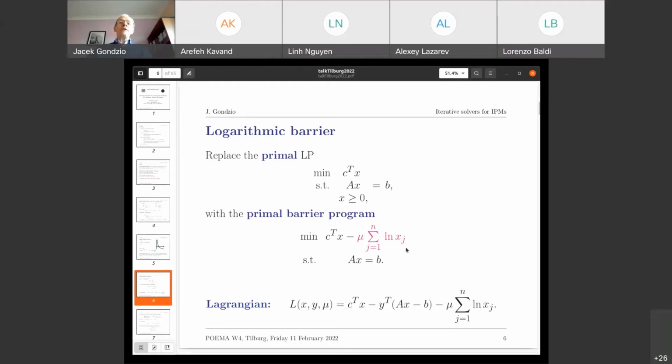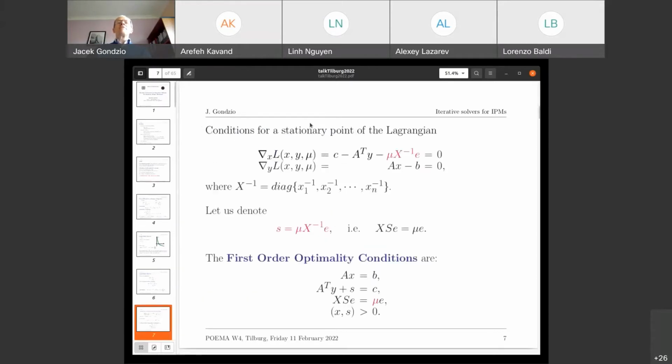And to derive the first order optimality conditions for this problem, we will have to write the Lagrangian, which of course takes the usual form with the objective and the Lagrange multiplier multiplied with the equality constraint. And on my next slide, I will ask for conditions for a stationary point of this Lagrangian. That is, I'd like to guarantee that I find a saddle point of the Lagrangian, and this will be guaranteed if the derivatives of the Lagrangian with respect to x and y are 0.